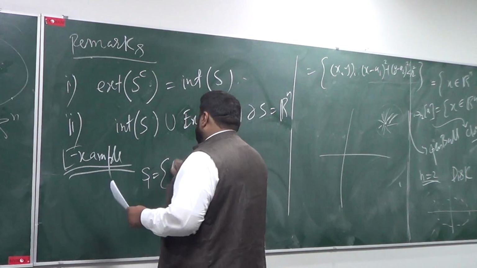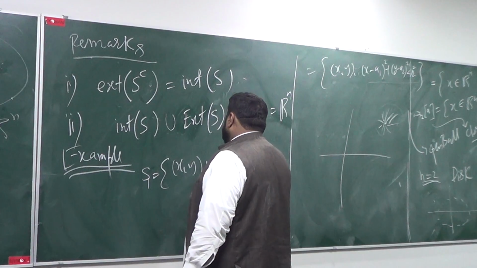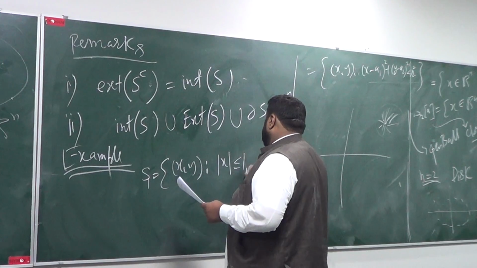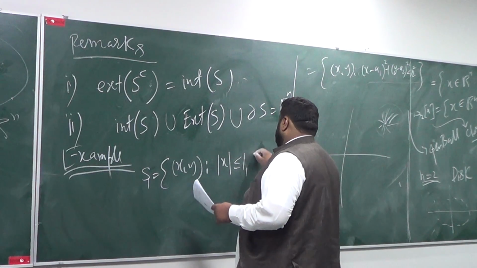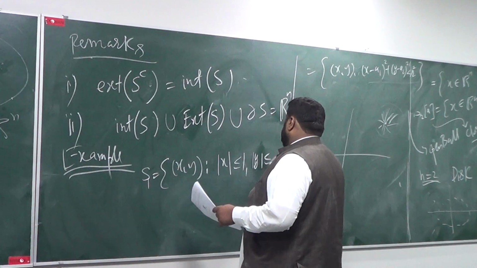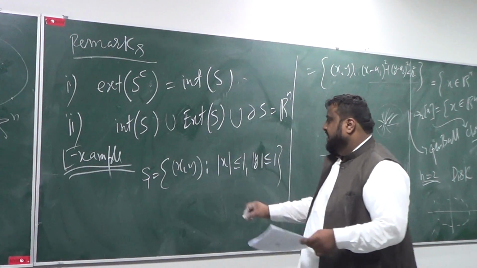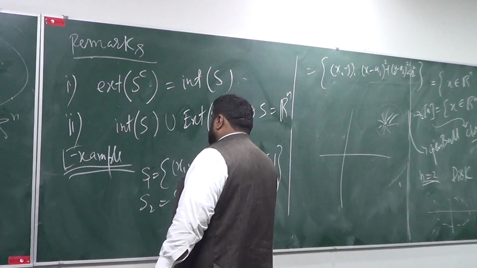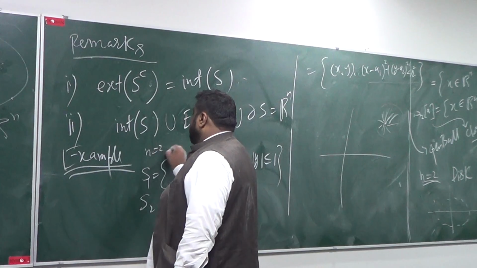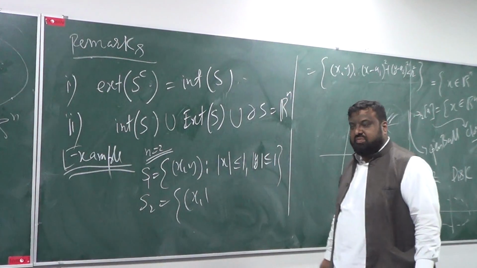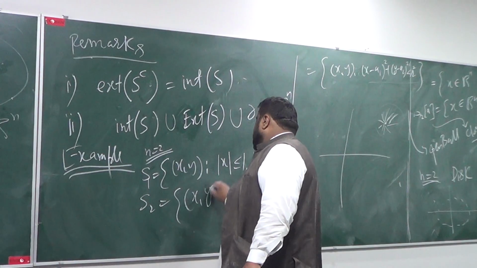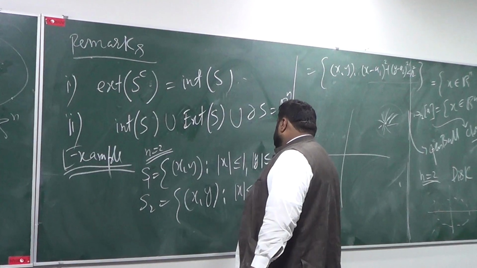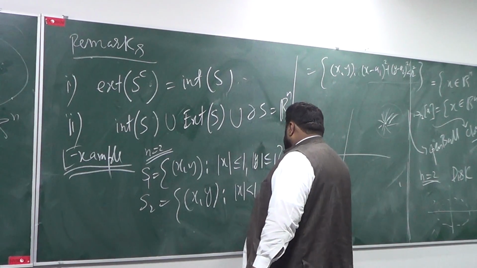It consists of those points for which the absolute value of x is less than or equal to 1 and the absolute value of y is also less than or equal to 1. And I have another set S2, a collection of x, y such that the absolute value of x is strictly less than 1 and the absolute value of y is strictly less than 1. This example is in n equal to 2.